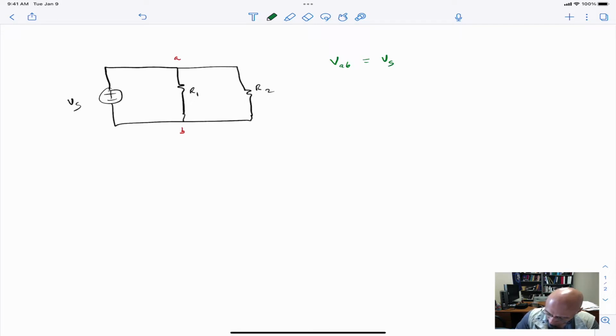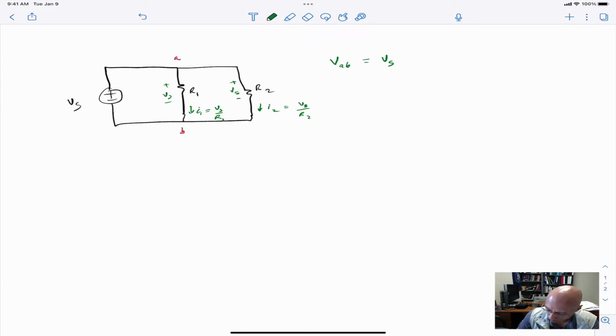We can identify currents through these resistors, R1, so we'll put here I1, I2. We can see that R1 and R2 are both connected between nodes A and B, so the voltage across R1 and the voltage across R2 is also Vs, so let's just write that in here. So that enables us to use Ohm's law so that I2 is Vs over R2 and I1 is Vs over R1.